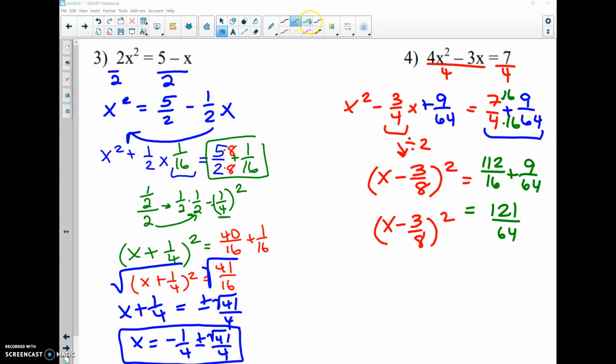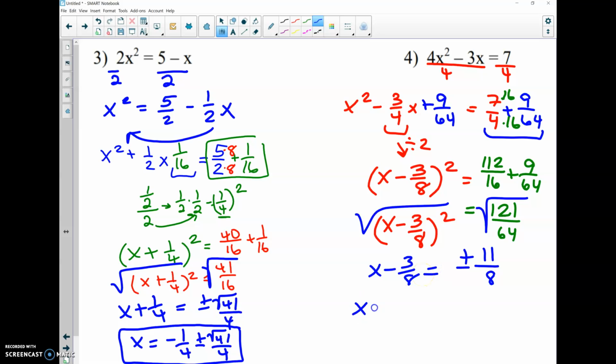Solving this, taking the square root of both sides. What is nice about 121 over 64? 121 and 64 are both perfect squares, so this is 11 over 8 plus or minus. So x minus 3/8 equals that. Adding 3/8 to both sides, 3/8 plus or minus 11/8. 11/8 does not have a square root in it, so we can combine 3/8 with 11/8, adding and subtracting, so go ahead and do that.